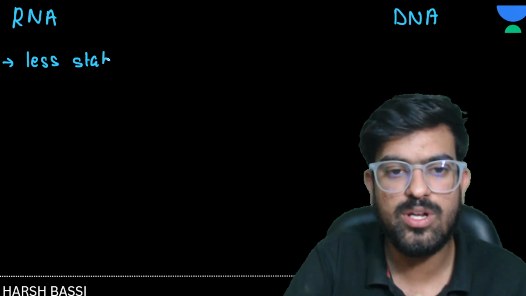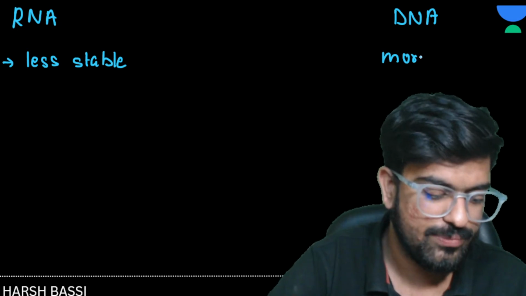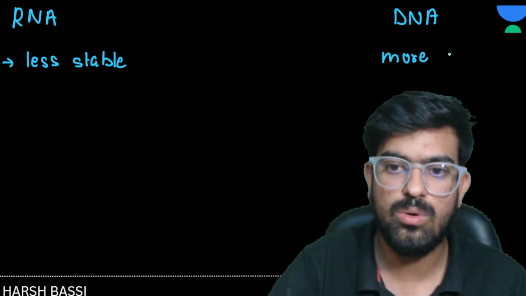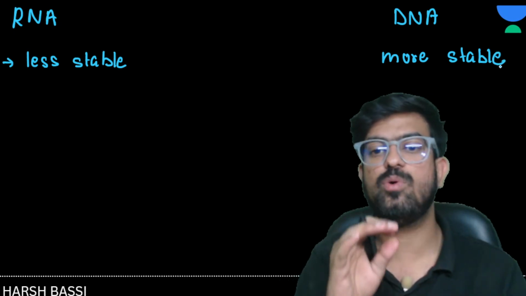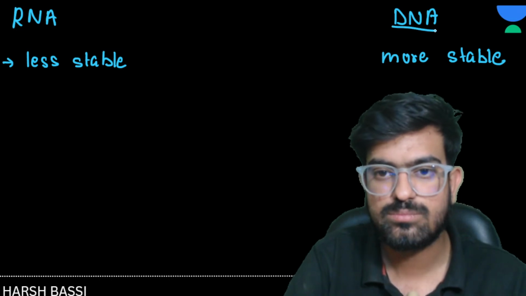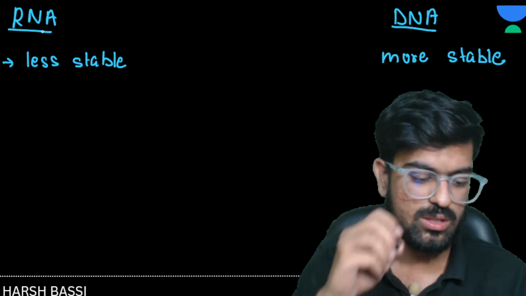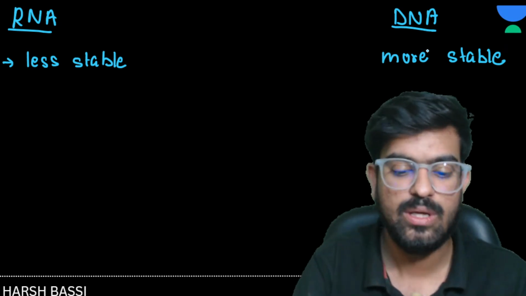But if I talk about the DNA, so DNA is what? DNA is more stable. And if it is more stable, guys, this should have the chances of being the genetic material. Yes or no? Yes, sir.